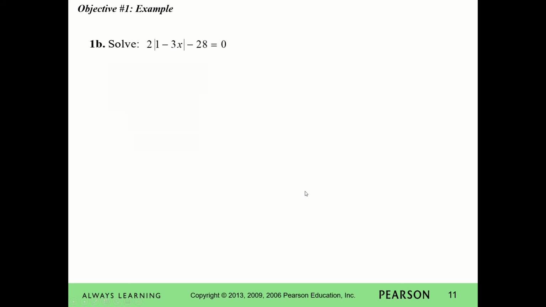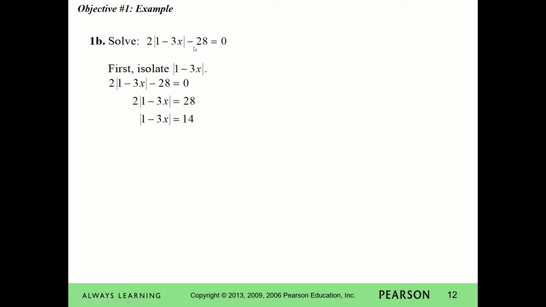Now looking at this one, we're not quite solved for yet. In order to solve an absolute value equation, you need to simplify down to the absolute value itself. So in this case, we need to get rid of this negative 28 and this times 2. In order to do this, we're going to add 28 over, divide both sides by 2, and now we can split our equation into 2 because we have the absolute value of 1 minus 3x equals 14.